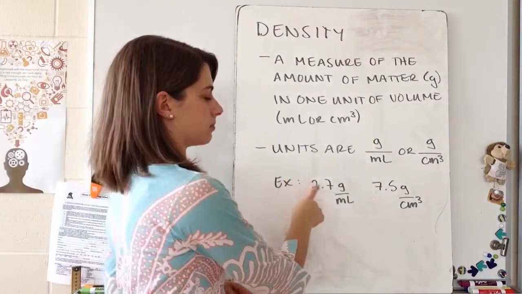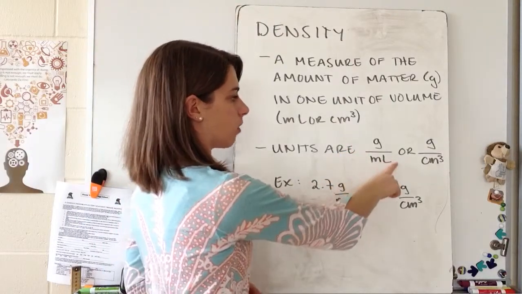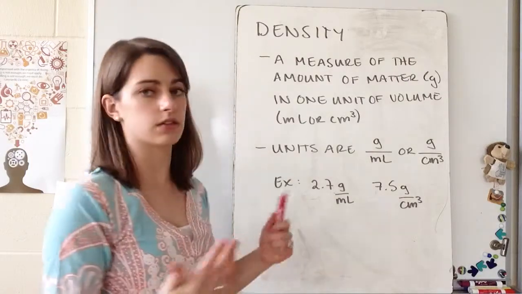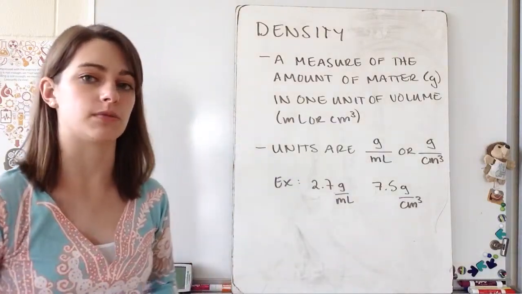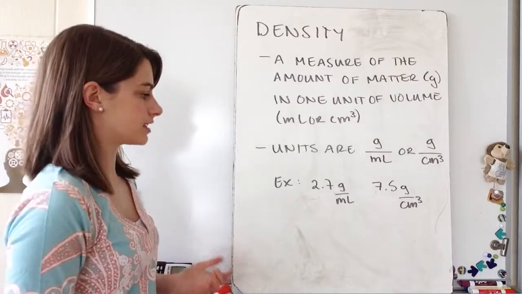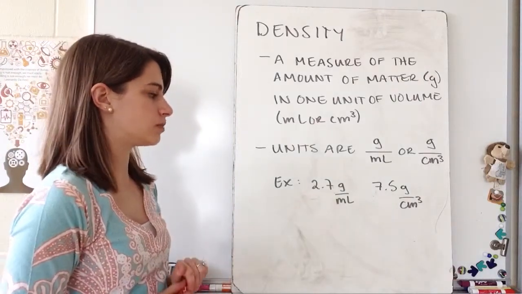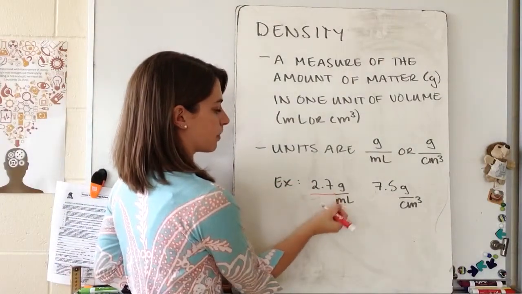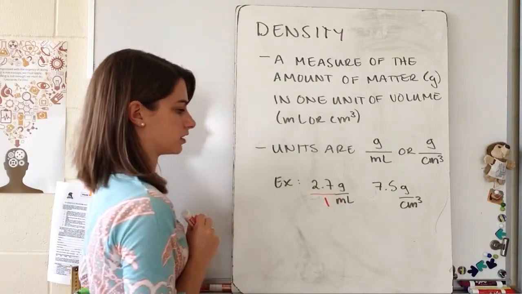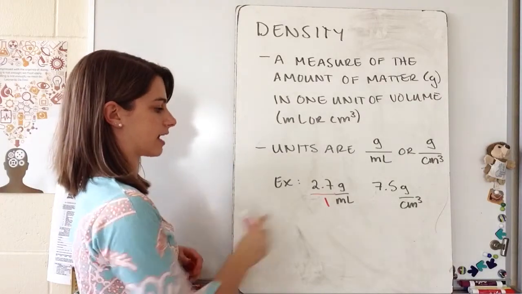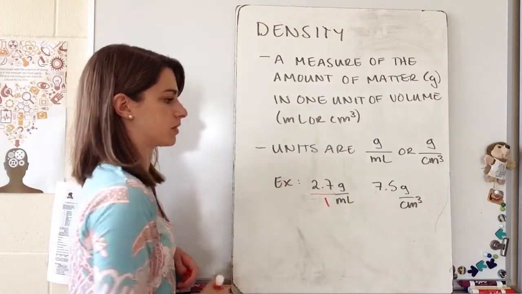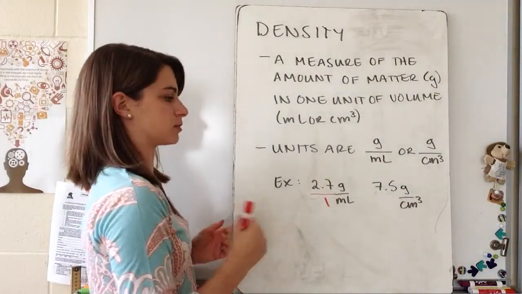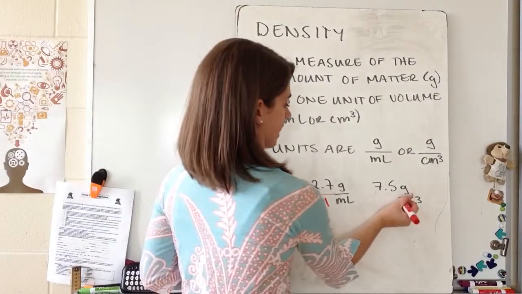That means our units are going to be grams per milliliter or grams per centimeter cubed, because typically we look at volumes in milliliters or centimeters cubed, and we always use grams when we're talking about mass. So for example, if I have a substance that has a density of 2.7 grams per milliliter, that means my 2.7 grams will have a volume of 1 milliliter, or I can say that 1 milliliter will have a mass of 2.7 grams.